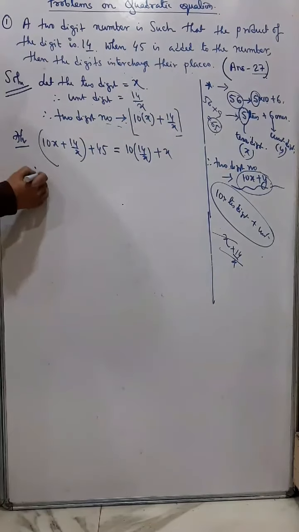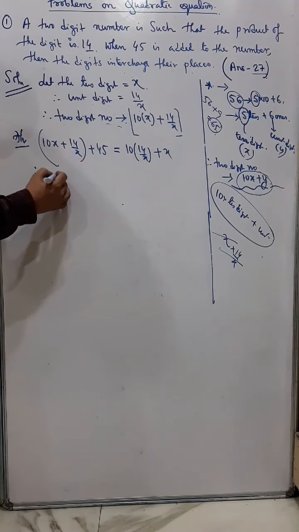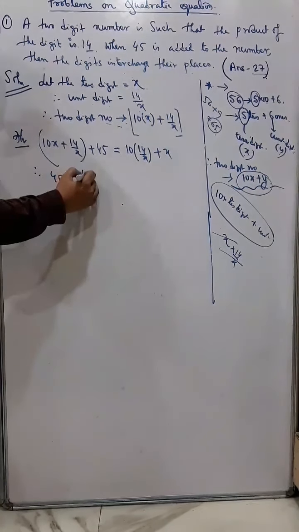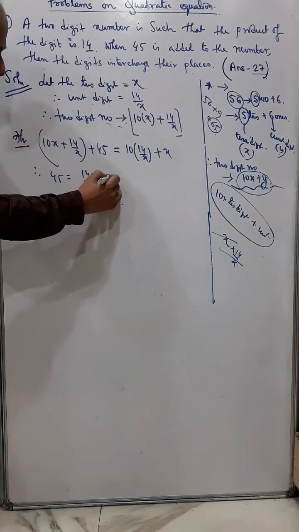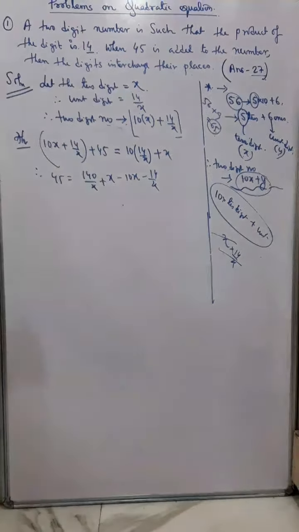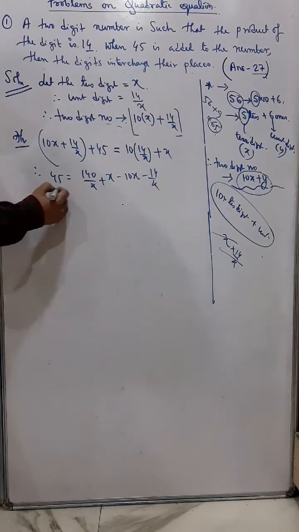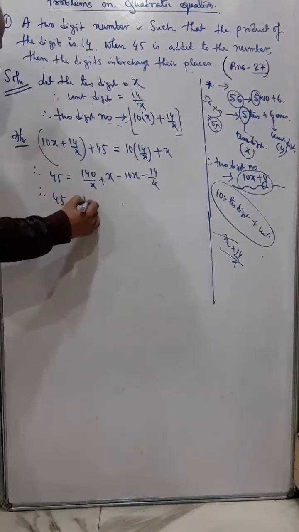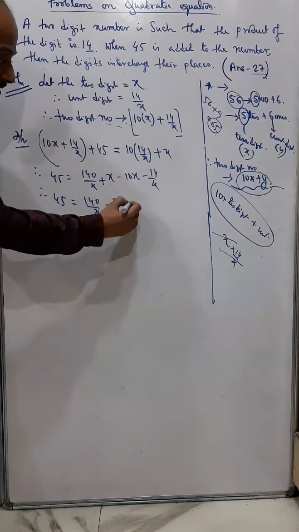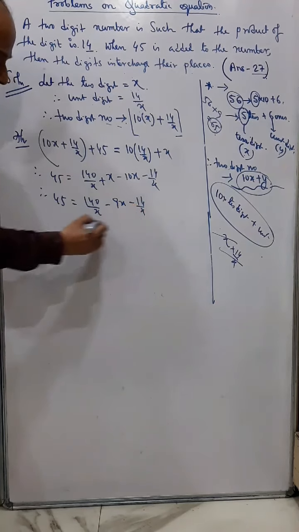So initially I am just explaining how we can do this. We can write 10x plus 14 by x plus 45 is equal to 140 by x plus x. So we can solve it this way. We get 45 is equal to 140 by x minus 9x minus 14 by x.